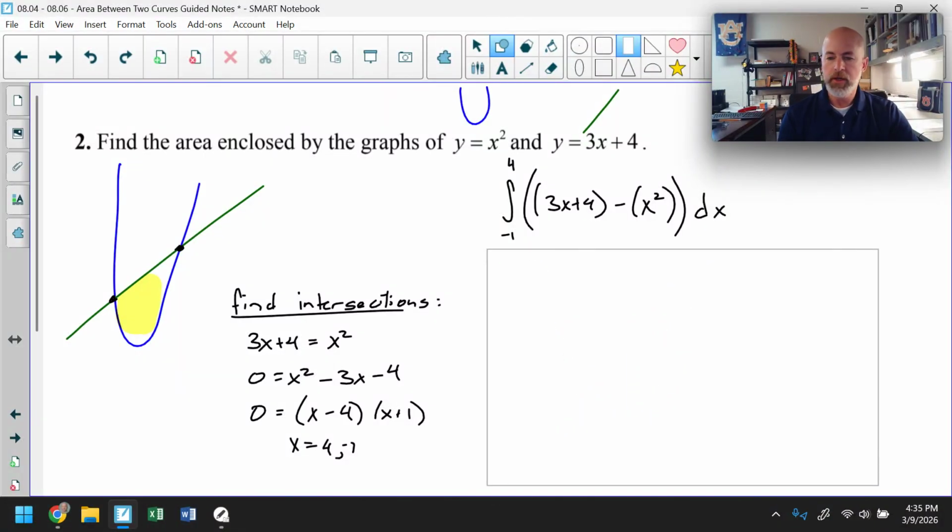And then, like before, I'm going to pause the video and work out this antiderivative and show you the actual answer in a few seconds.